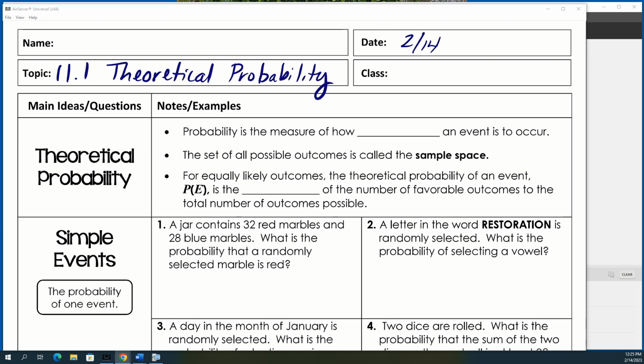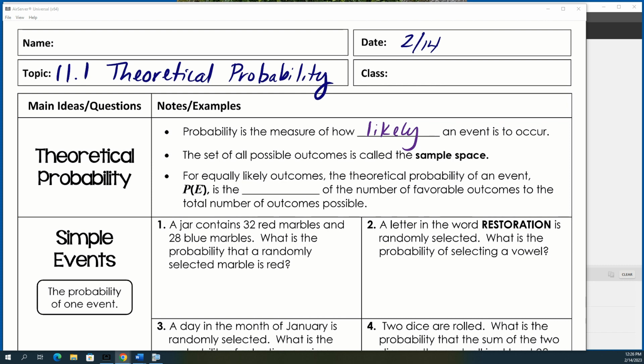And when you're finding the probability, or the theoretical probability, you're finding the measure of how likely an event is to occur. So the likeliness of an event. And so the higher the probability, the more likely it's going to occur. And one thing we'll talk about today, and sometimes we'll list it all out, is the set of all possible outcomes. That is called the sample space.